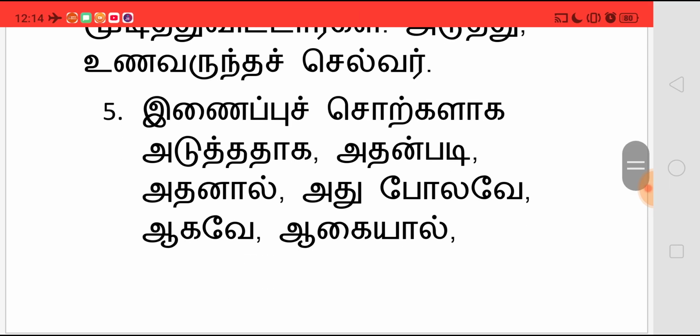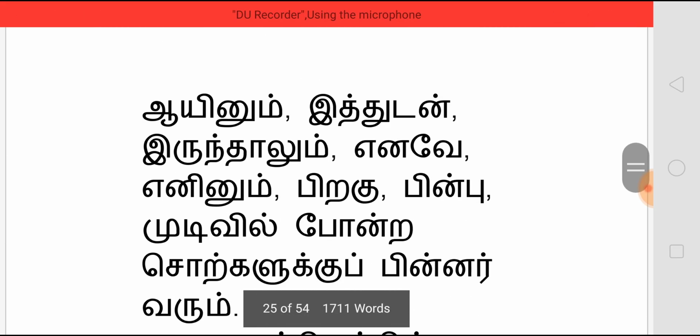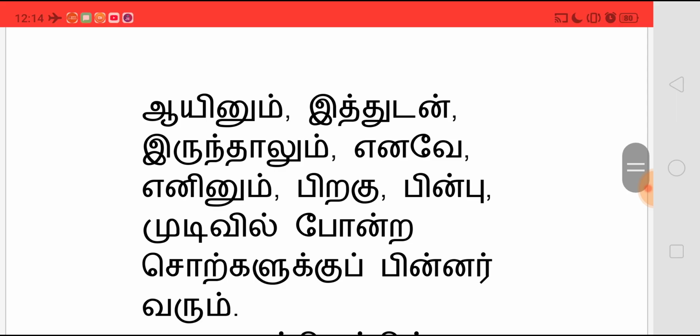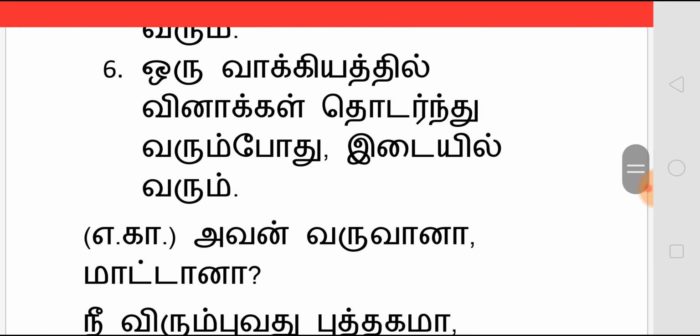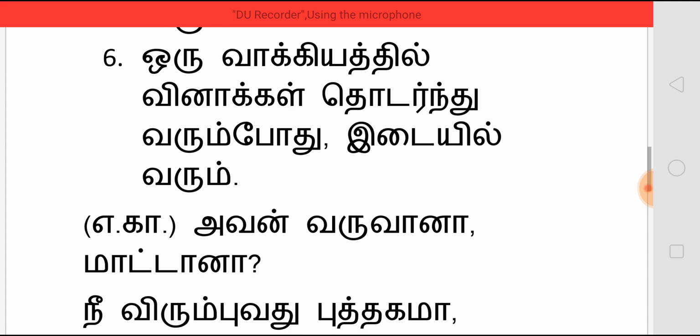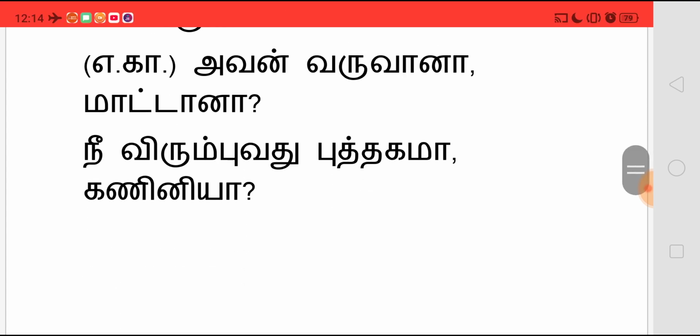And when we are connecting words also, we use a comma after words like அடுத்ததாக, அதன்படி, அதனால், அது போலவே, ஆகவே, ஆகையால், ஆயினும், இத்துடன், இருந்தாலும், எனவே, எனினும், பிறகு, பின்பு, முடிவில். At the end of all these words we use it. And when there are two questions in the same sentence, we use it between the questions. அவன் வருவானா மாட்டானா, நீ விரும்புவது புத்தகமா கணினியா.